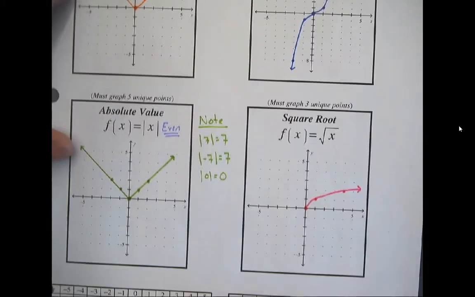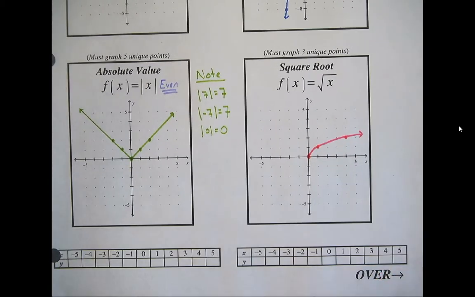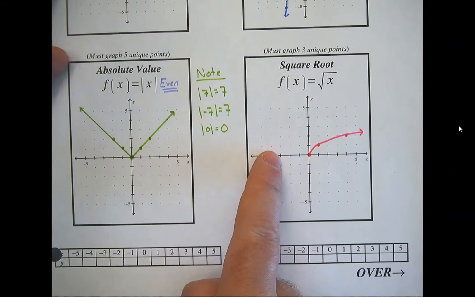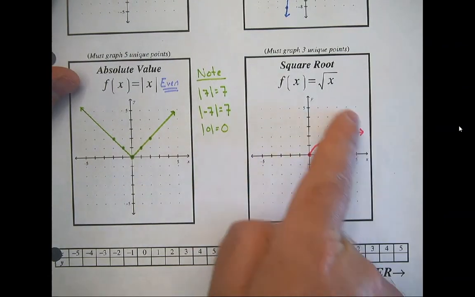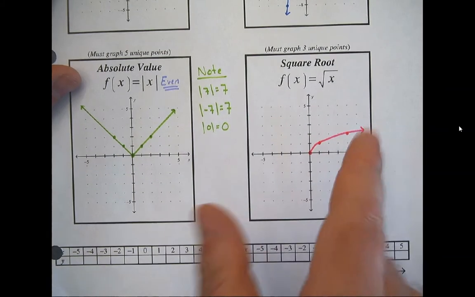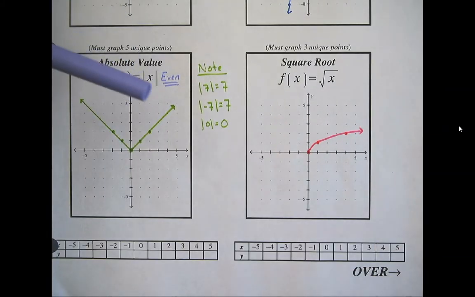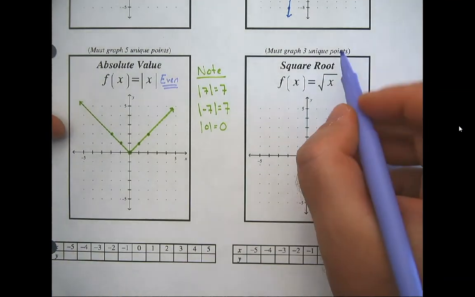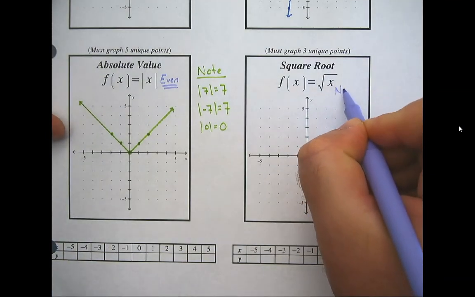All right, is this odd or even? Does it reflect over the y-axis? No, there's no branch over here. If I rotate this 180 degrees, it would point down here like this, which would be a different looking graph. It has to look exactly the same to be odd. So this is neither odd nor even.